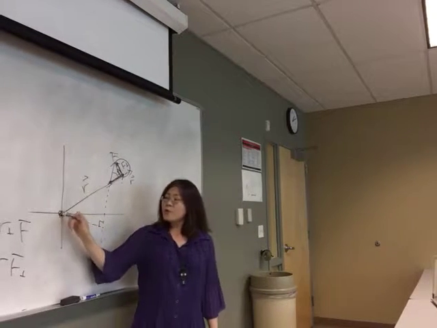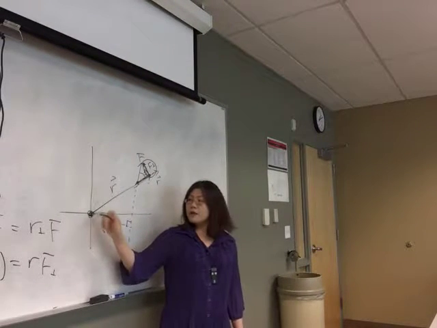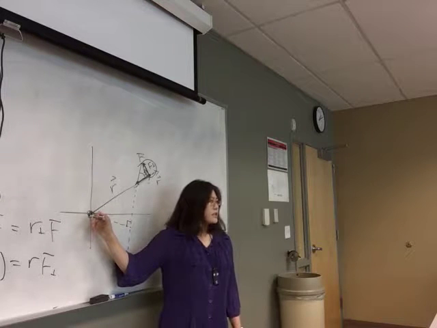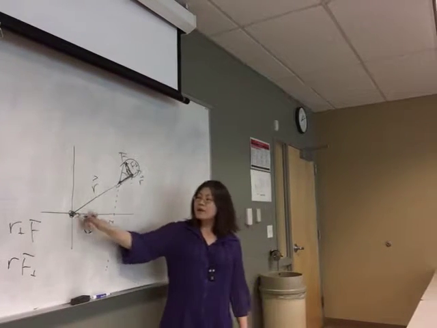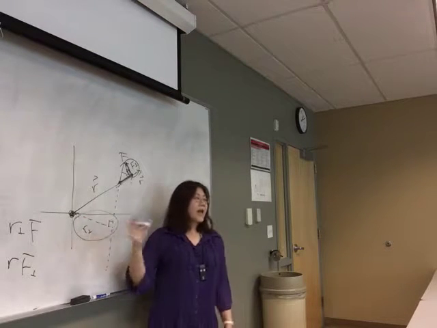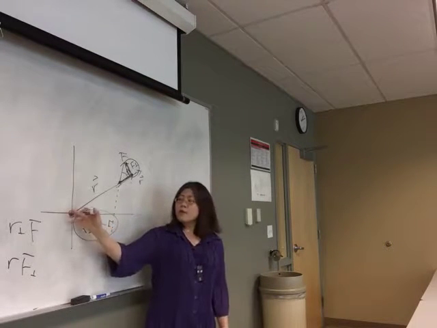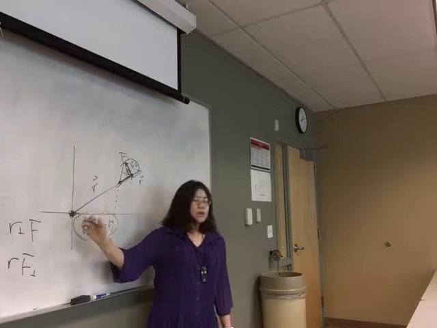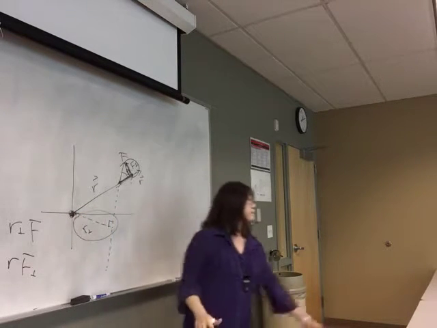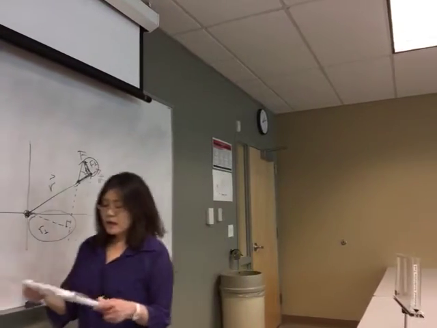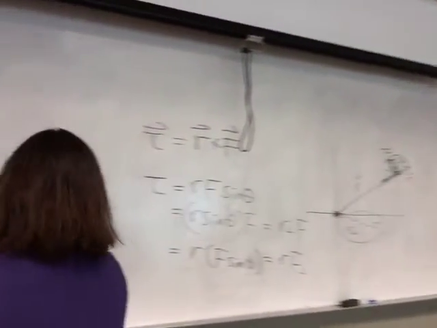Also, if you apply force at the rotation axis, it does not produce a torque at all because there's no moment arm. You have to have the distance. The force has to be applied at a distance away from the rotation axis in order to produce a torque. If you have a force directly applied at that point, no torque is produced. Okay, so that's basically some of the things that you need to know.